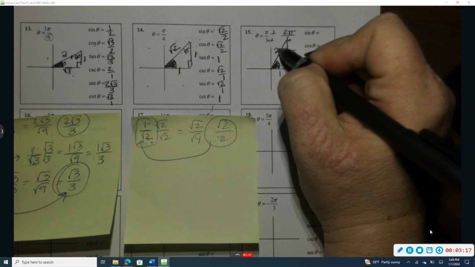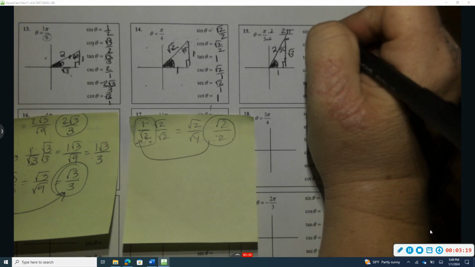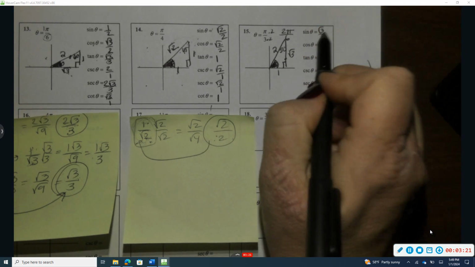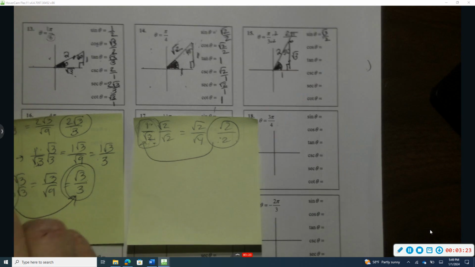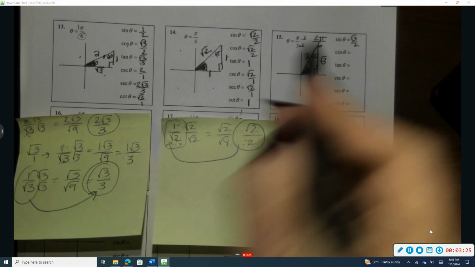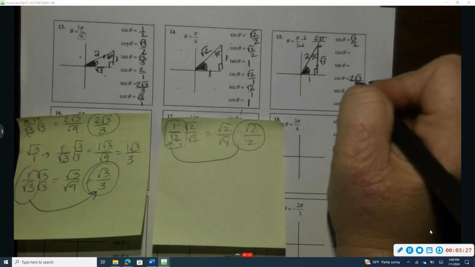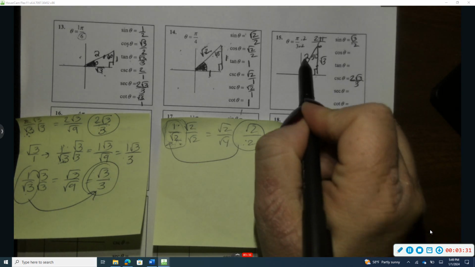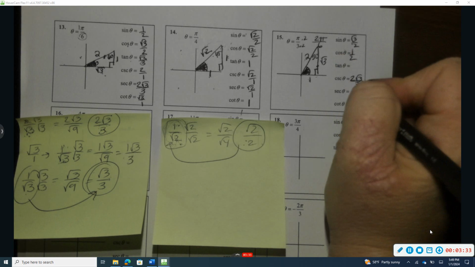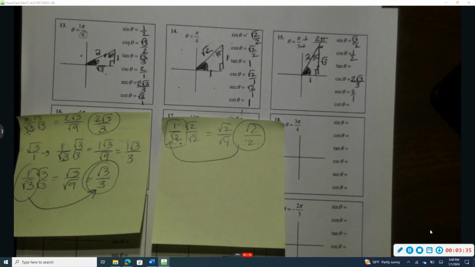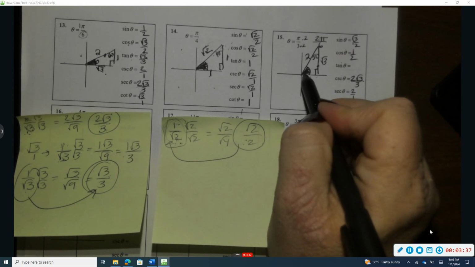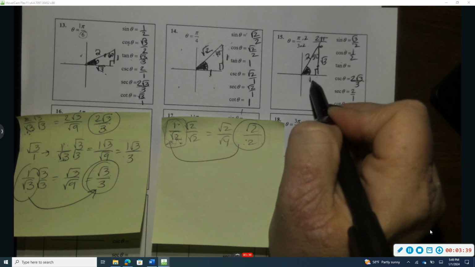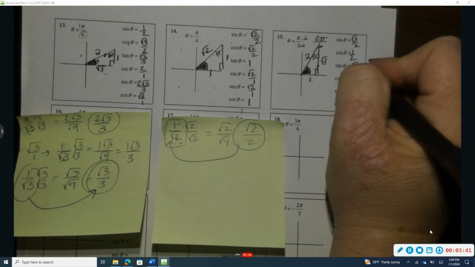All right, opposite over hypotenuse is radical 3 over 2. When I take the reciprocal, it's 2 over radical 3. Rewritten is 2 radical 3 over 3. Cosine is adjacent over hypotenuse, 1 over 2, and the reciprocal is 2 over 1, or simply 2. Tangent is going to be opposite over adjacent, so radical 3 over 1.